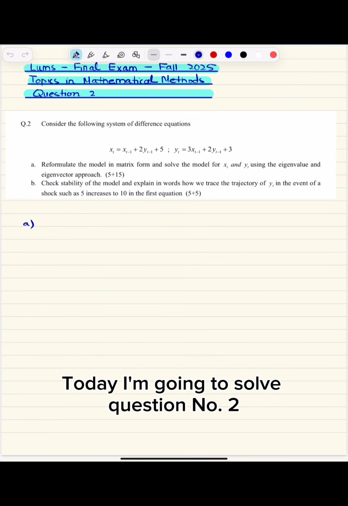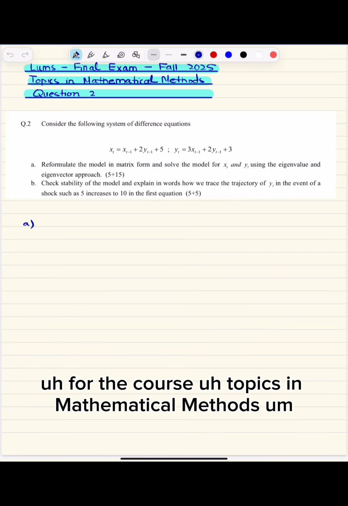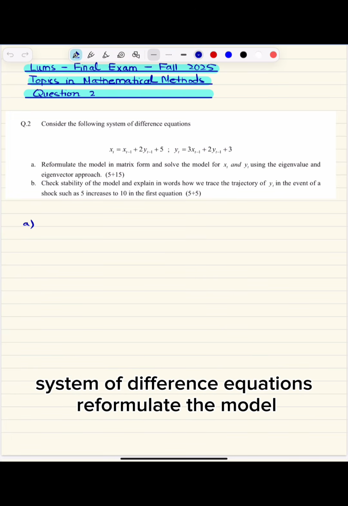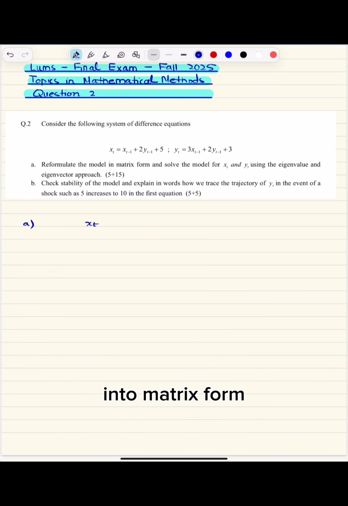Today I'm going to solve question number 2 given in the final exam for the course topics in mathematical methods. The question says, consider the following system of difference equations. Reformulate the model in matrix form. So let's first convert this into matrix form, which is easy enough.